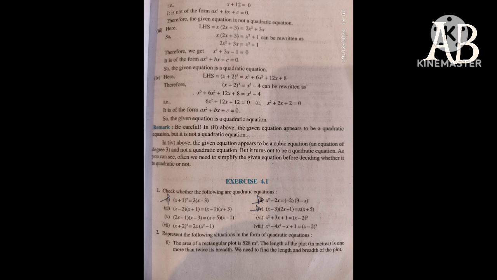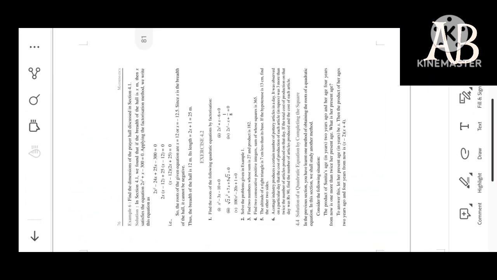Now I will turn to quadratic equations. In the first exercise it is always asked as an MCQ. Now I will just go to 4.2. In 4.2 in question number 1 you must do part first, part IV and part V. Question number 3 is important, 4 is important and 5 as well is important.